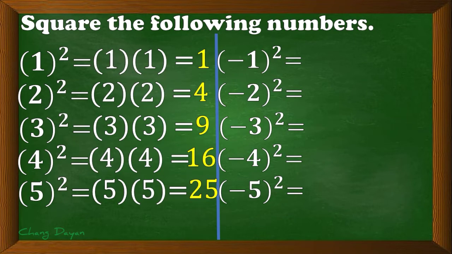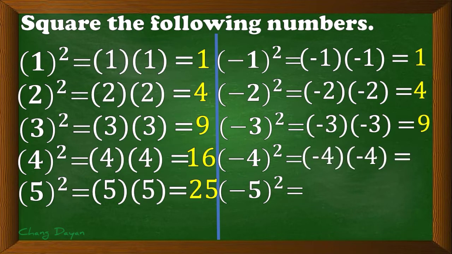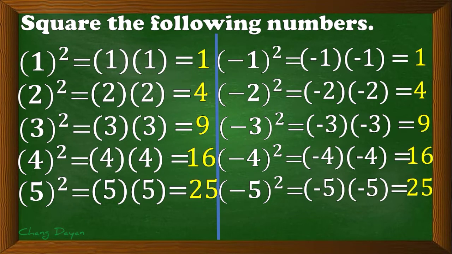Halimbawa, negative 1 square means negative 1 times negative 1. The answer is 1. Same sign yan. Next, negative 2 square means negative 2 times negative 2. The product is 4. Negative 3 square means negative 3 times negative 3. The product is 9. Negative 4 square means negative 4 times negative 4. The answer is 16. And negative 5 square means negative 5 times negative 5. The product is 25.